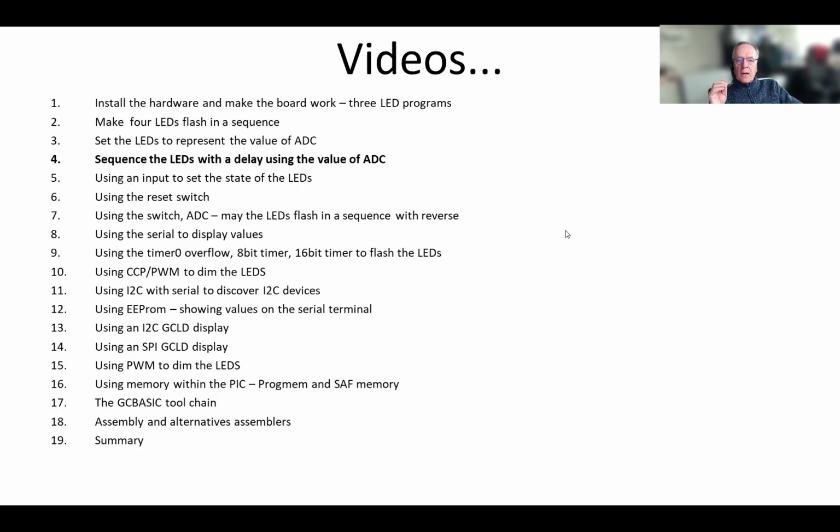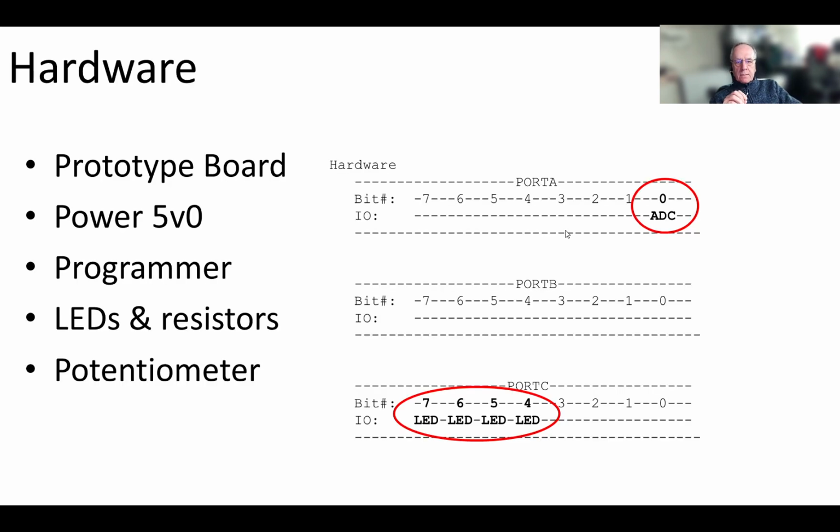So what are we doing here? We're looking at a set of videos for the Q20. What we've done initially is set the LEDs going. We've flashed the LEDs, we've put them in a sequence, and in the previous video we set the LEDs to represent the value of the ADC. Today, what we're going to do is use a delay from the ADC to change the speed of the sequencing.